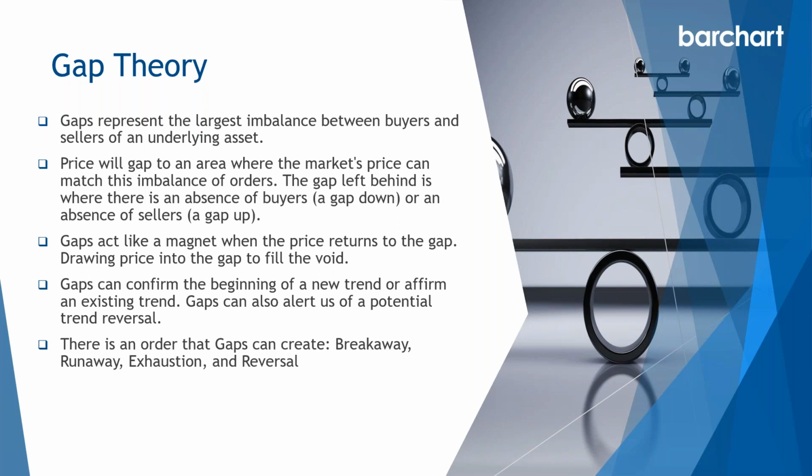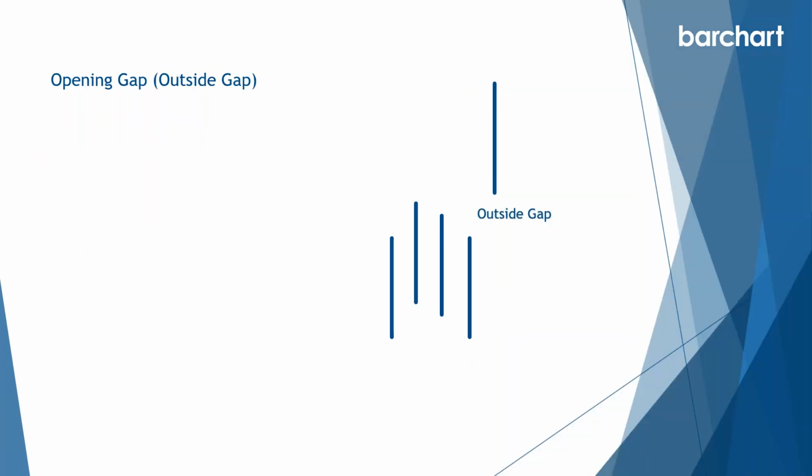And there's an order to gaps, a vernacular to gaps, which is not always apparent, but when discernible can be very advantageous to the trader. So let's look at some different types of gaps and discuss their characteristics and their implications. All right, so we have something that's called an opening gap or an outside gap. With these gaps, the opening price of the new bar opens outside of the previous bar's range.